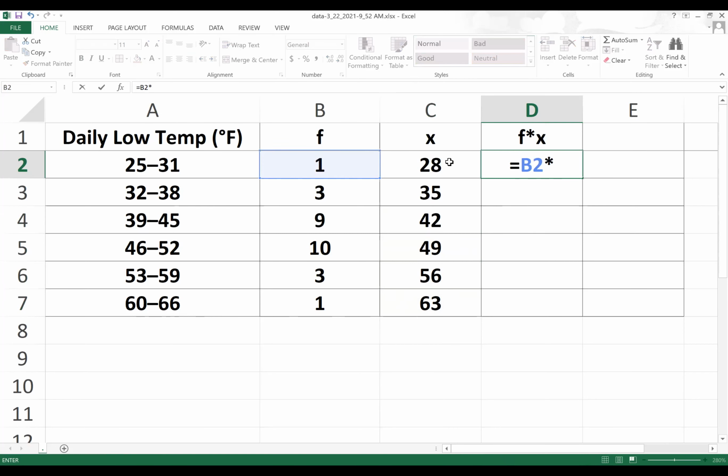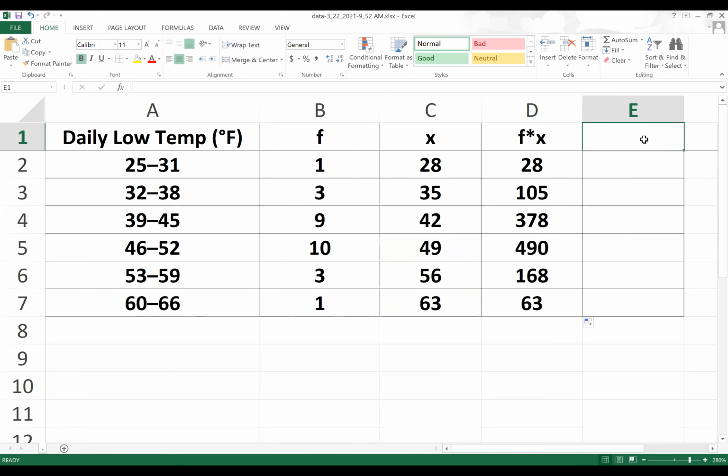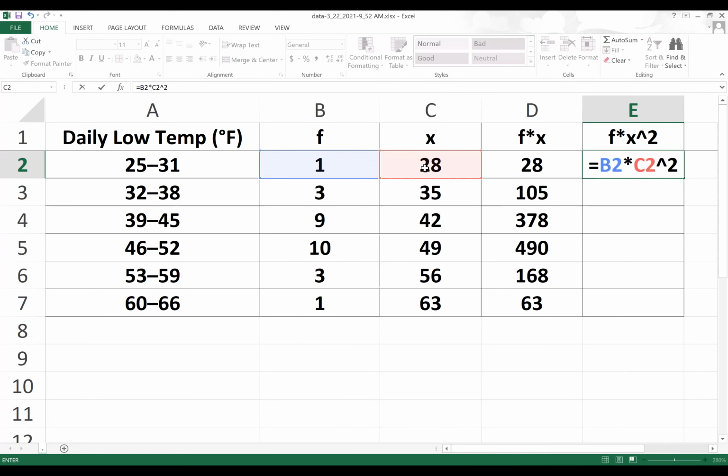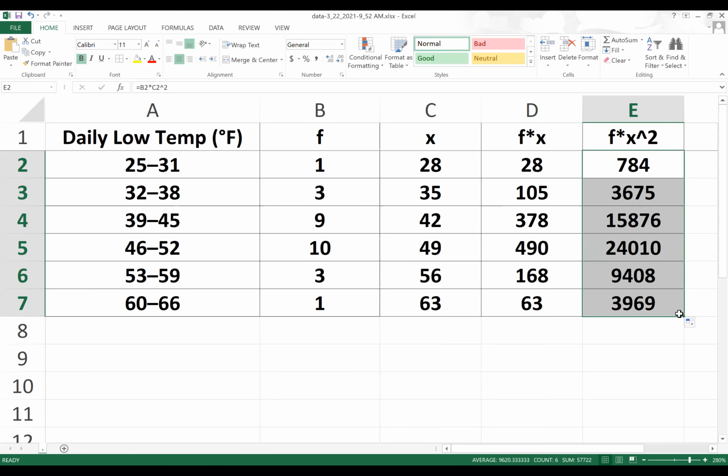Frequency times the midpoint. Get one of them, then just drag it to get the rest. And the last column is frequency times midpoint square. So you do frequency times midpoint square, get a product for one of them, and then just drag it to get the rest of them. Okay, so now from there we need the total of 3 things.